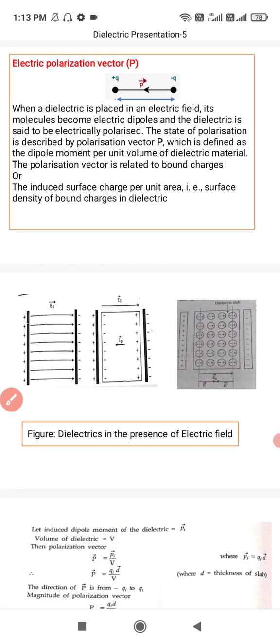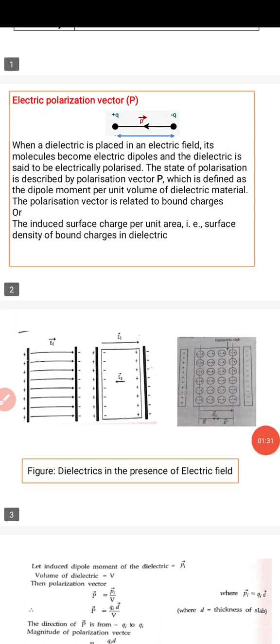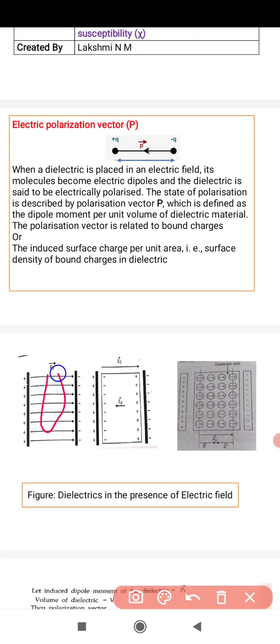The dielectric material is placed between the two parallel plates of a capacitor. One plate has a positive charge and the other plate has a negative charge. In between these two plates, the dielectric acts as a medium. The electric field is applied in the direction from the plus charge to the minus charge, and after the application of the electric field, dipoles will be formed.